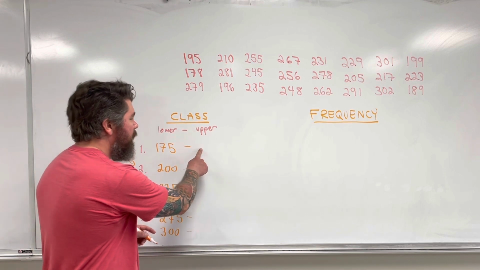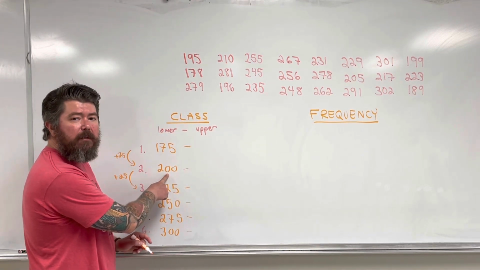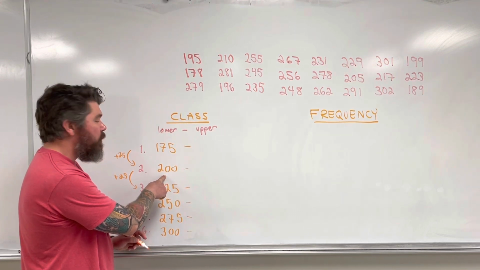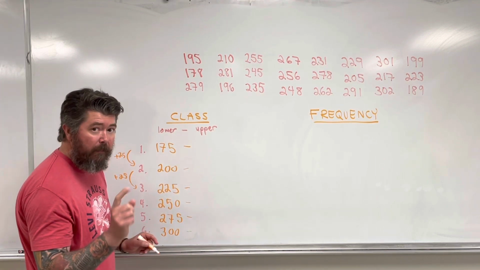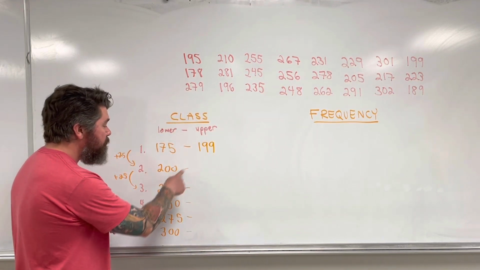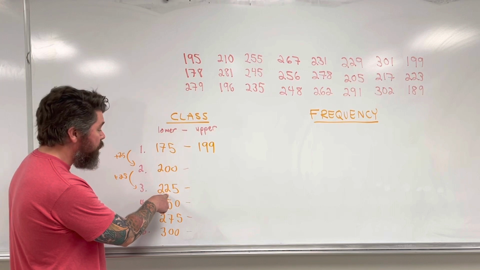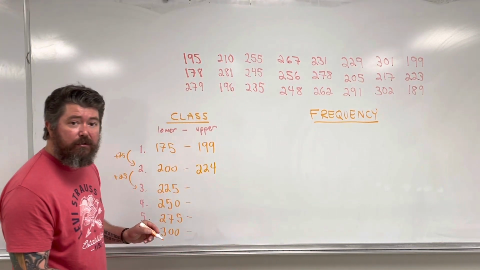Now to obtain my upper limits, I have to think at first. The upper limit of the first class is going to end right before the lower limit of the following class. So what number comes right before 200? That's right, 199. Now I can keep playing this game. What number comes before 225? And we all say 224.